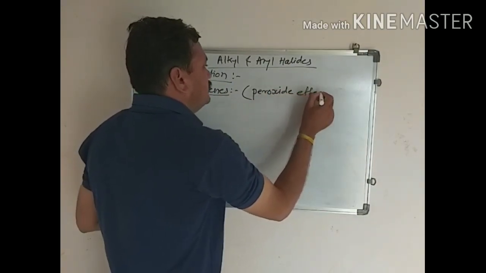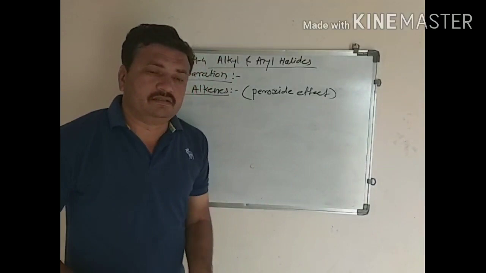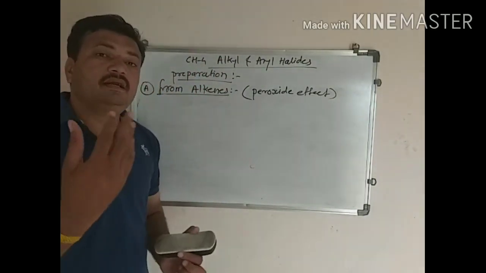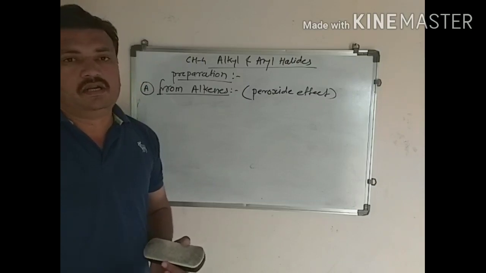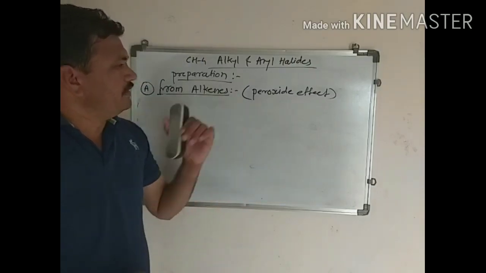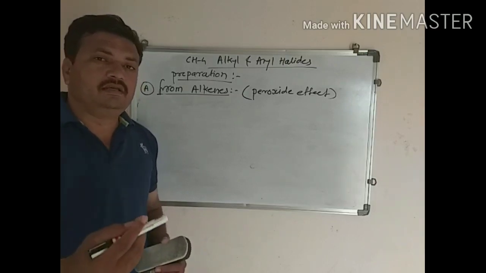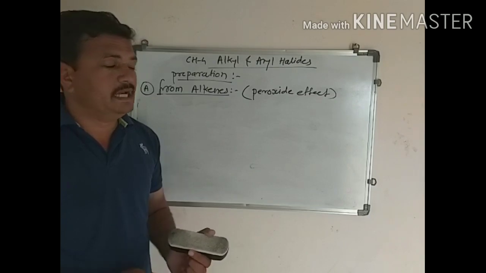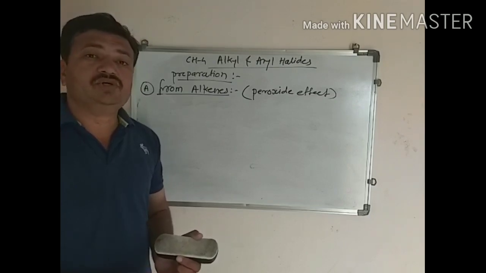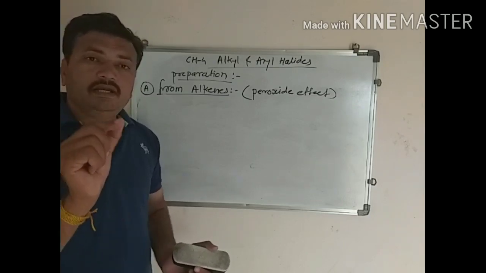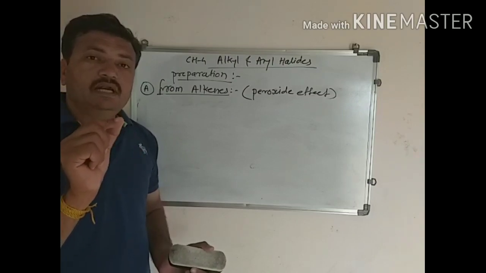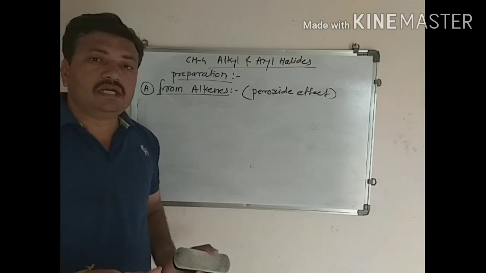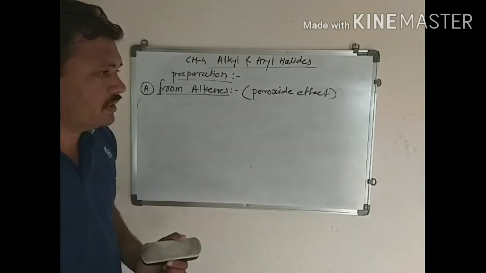Peroxide effect. Here we get the product exactly opposite to the Markovnikov's reaction. In the peroxide effect, when an unsymmetrical alkene reacts with an unsymmetrical reagent in the presence of any peroxide, for example hydrogen peroxide or benzoyl peroxide, then the negative part of the reagent attaches to that carbon atom which carries more hydrogen atoms, and it is the major product.